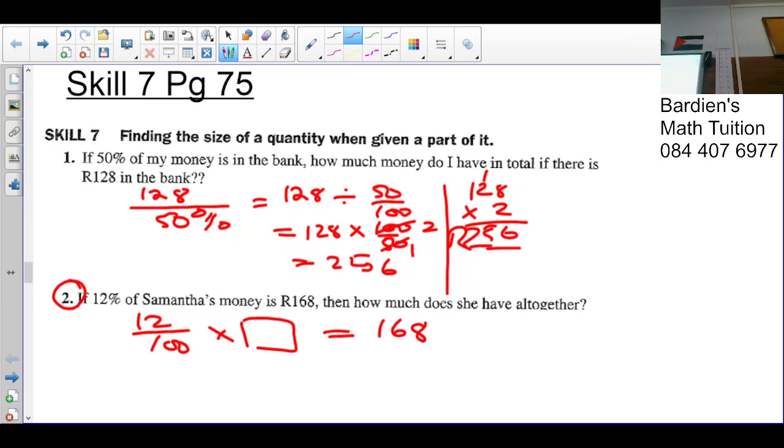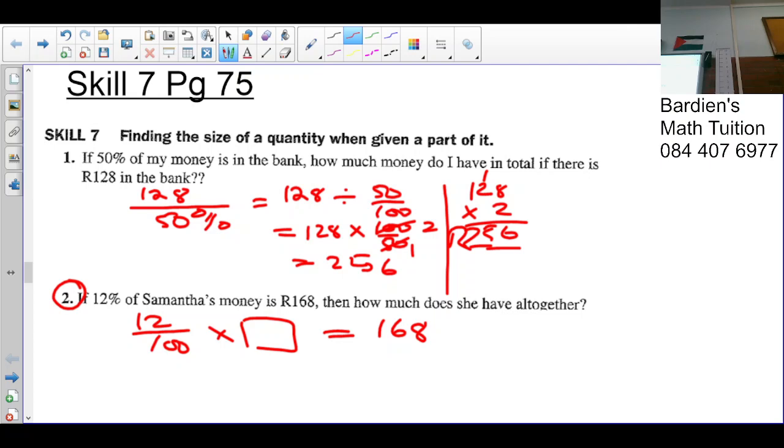Then how much does she have altogether? So what we have to do is, to get this unknown value, this empty box, on its own. Remember in primary school, they used to sing "2 plus how many more is equal to 5?" You remember that, people? Yes. Now here, 12 over 100 multiplied by how many more is equal to 168.